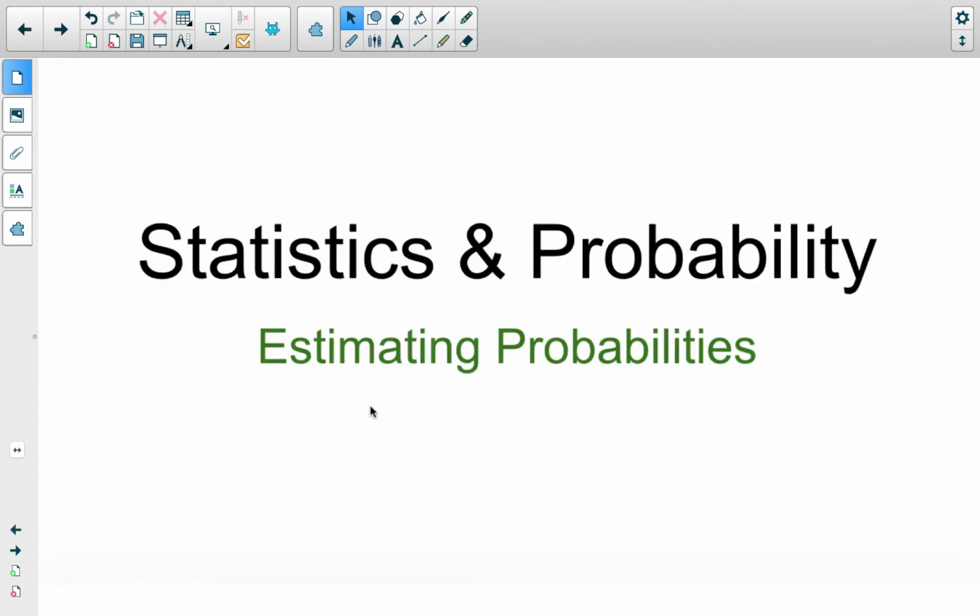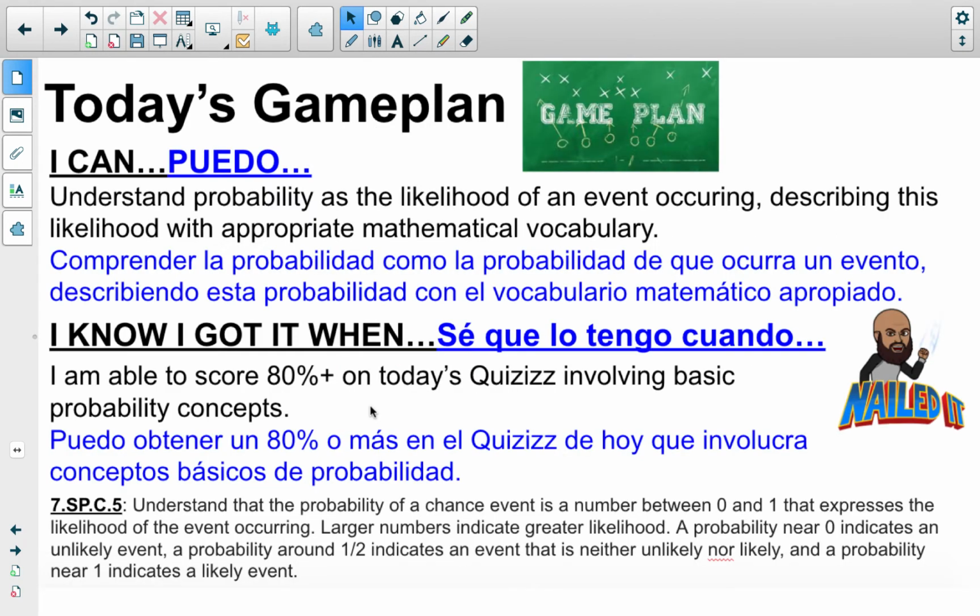Today we are going to continue with statistics and probability, specifically estimating probabilities. In essence, this is a continuation of what we did yesterday. We are still working to understand probability and likelihood, and we're going to work more on our mathematical vocabulary as well.